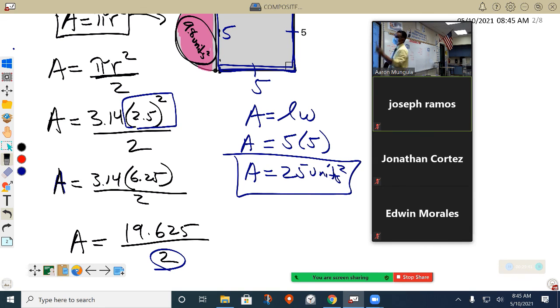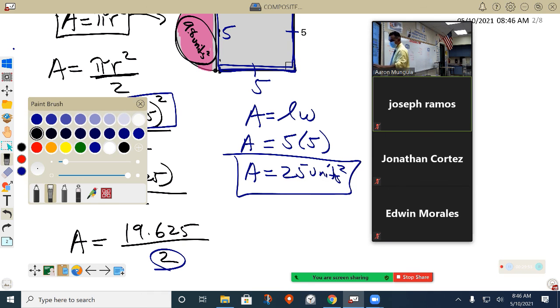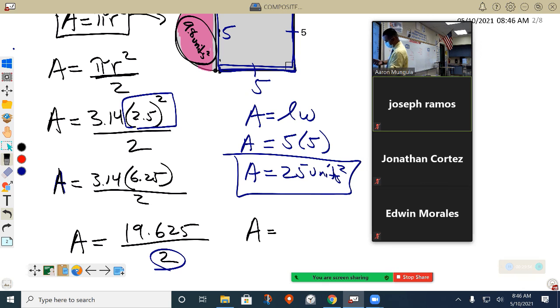Here's a half circle. Let's add those puppies up. 25 is a rectangle, 9.8 is a half circle, and we're done. So let's see, 25 plus 9.8. The area then, ladies and gentlemen, is 34.8. Look, it didn't specify in feet or yards, miles, anything, so we're going to put units, square units.